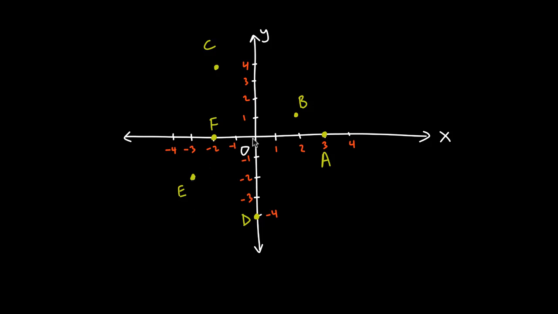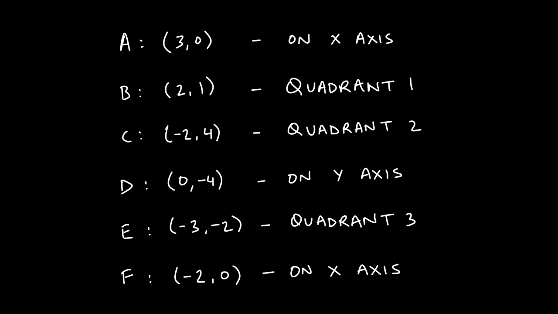And then lastly, for F, we have to go 2 units to the left on the x-axis, but we're not going up or down on the y-axis. So the coordinates will simply be negative 2, 0, because we didn't go up or down on the y-axis. And again, just like A and D, because this point is on an axis, we cannot assign it a quadrant. All we can say is, hey, it's on the x-axis. And these are the answers, so you're welcome to compare them.